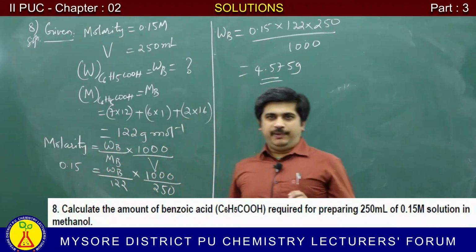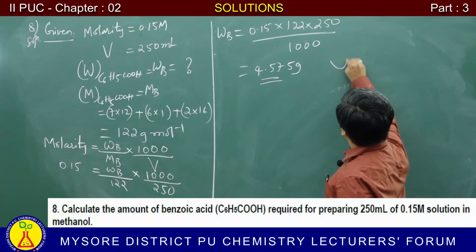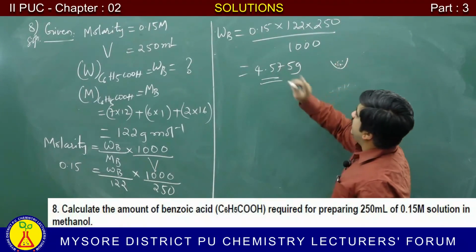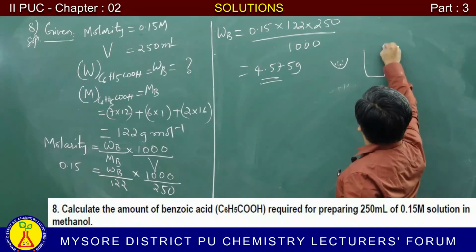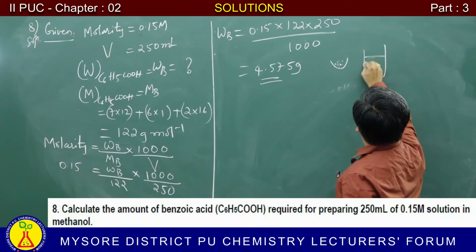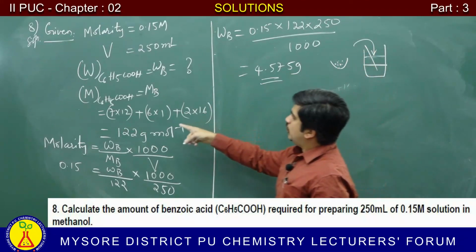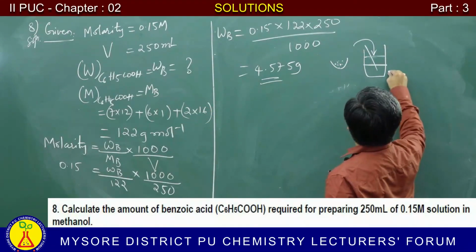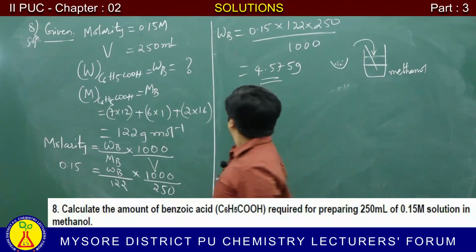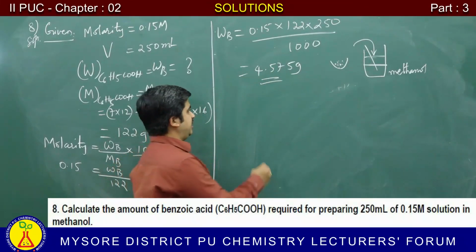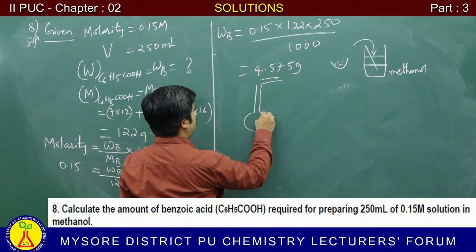So how do we actually prepare it? This is what we have calculated. So we weigh 4.575 grams of solid benzoic acid, then dissolve it in a small amount of solvent. What solvent do we have? The solvent that we have is methanol. Dissolve it thoroughly. Then this is transferred to a specialized flask, what is known as a volumetric flask.